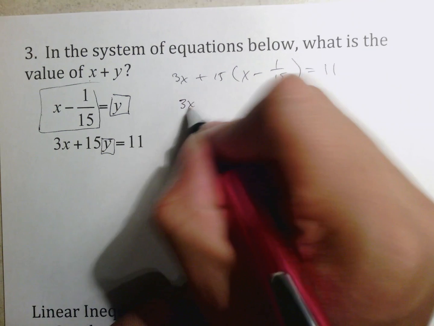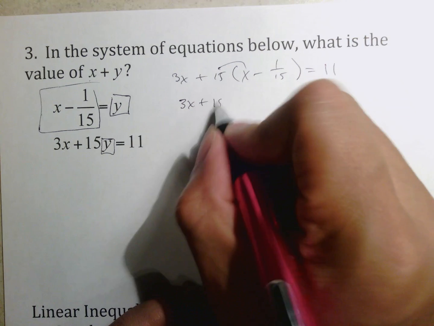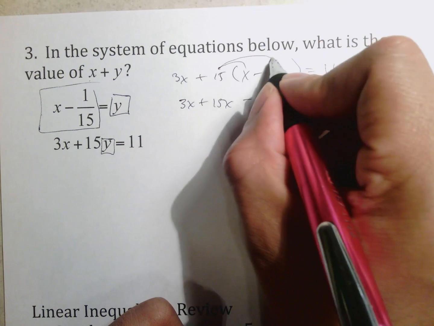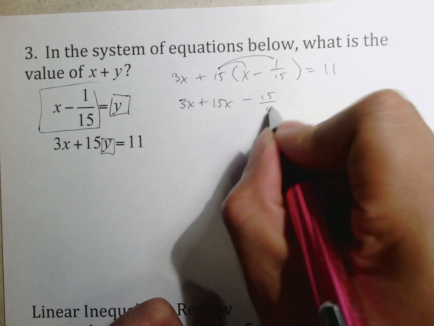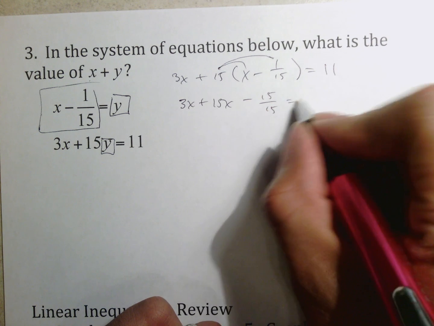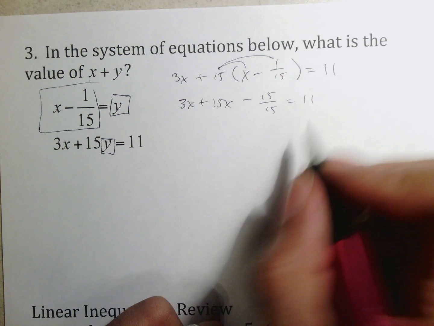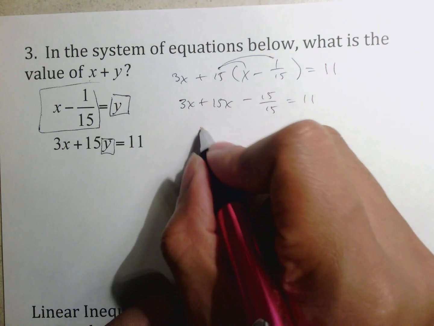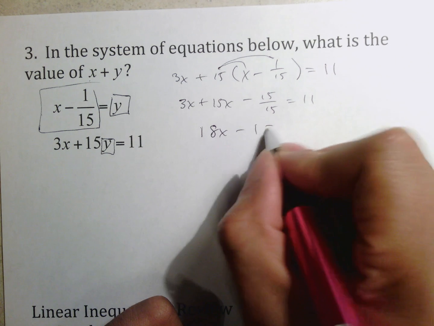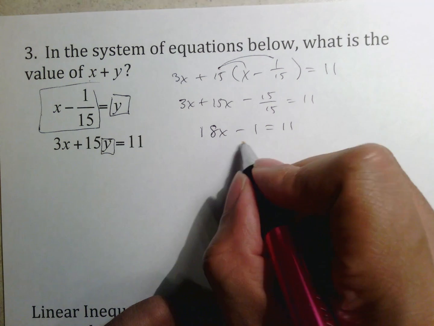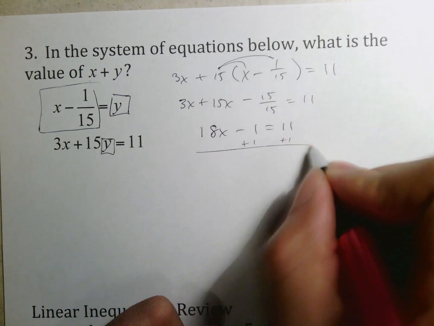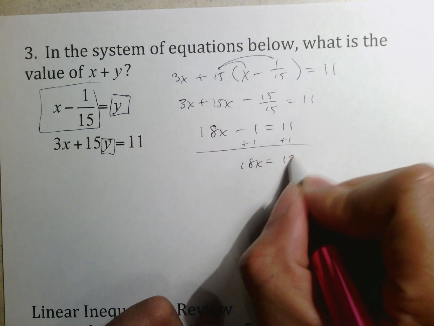Then we put our 3x plus, multiply this, 15x minus, multiply by the top, 15 over 15, which actually ends up being nice, equals 11. 15 divided by 15, of course, is 1. So we'll put this together here. 18x minus 1 equals 11. Adding 1 to both sides to move it, you get 18x equal to 12.